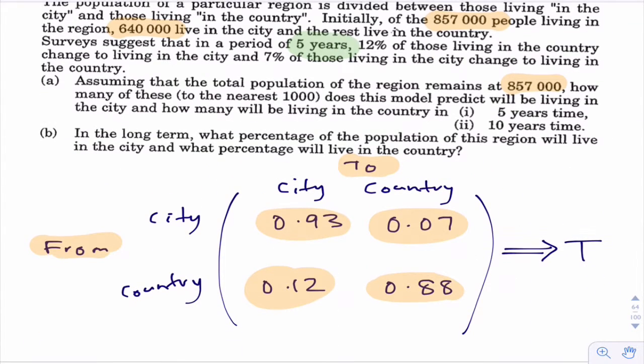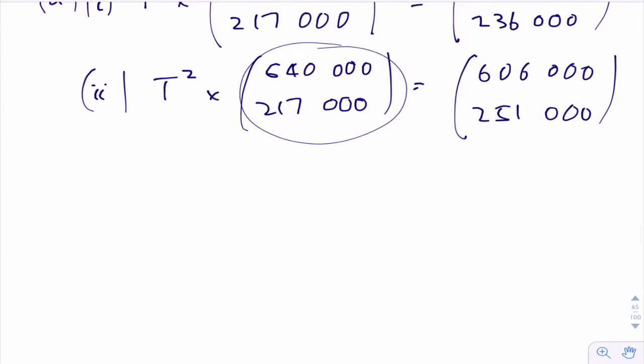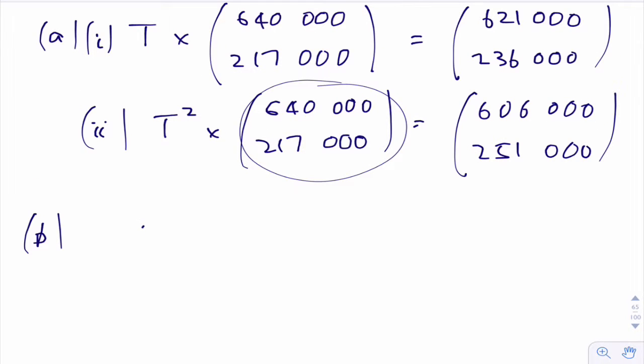Alright, as I was saying before, the interesting one is B. In the long term, what percentage of the population of this region will live in the city and what percentage will live in the country? Okay, so we're going to go for our steady state thing going on here. So if you go T cubed, that will be 15 years time. T to the power of 4 will be 4 cycles or 20 years. What if you went T to the power of 30? 150 years times by our initial matrix M, which is this one here.